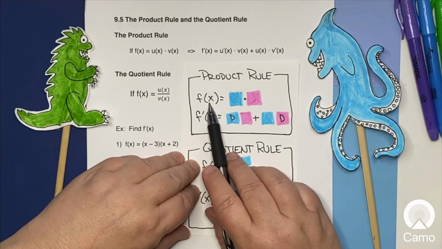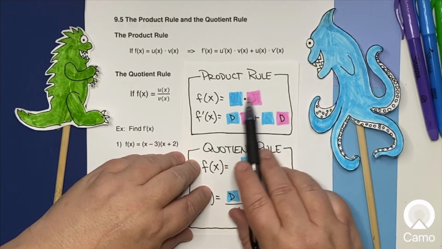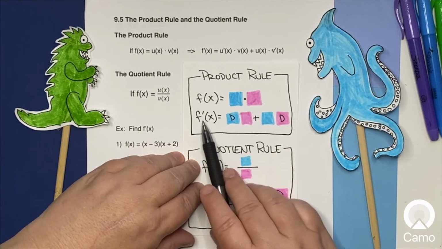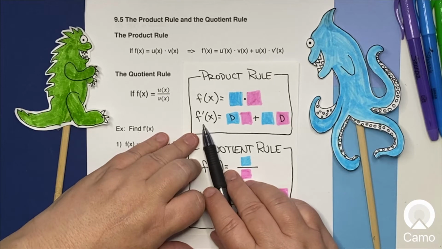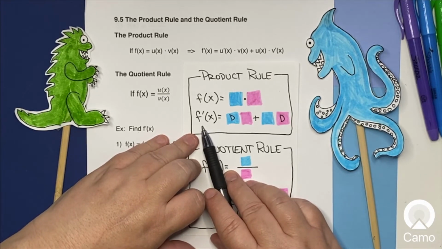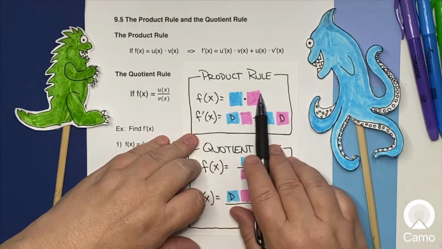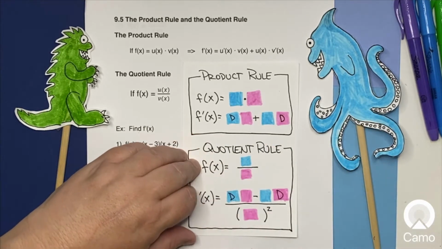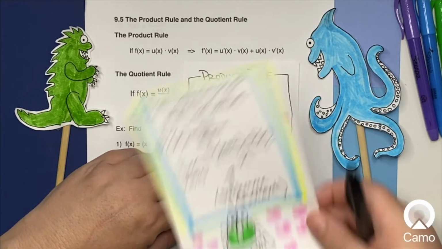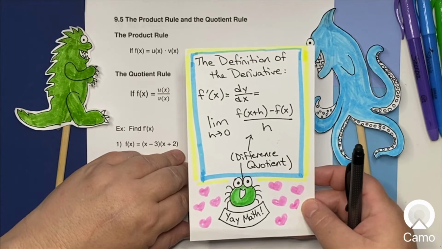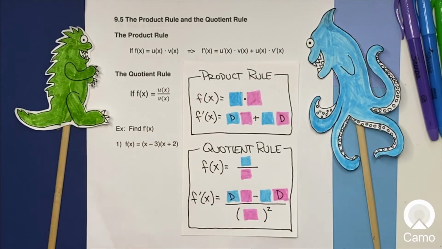So if f of x is the product of two expressions, a blue expression and a pink expression, to take the derivative, basically they just take turns. Now, this is not what a lot of people would guess. A lot of people would guess you just take the derivative of each one, but that's not the way it works out. And again, this comes directly from the definition of the derivative. So if you actually work this out, the product rule is not that difficult to get to.